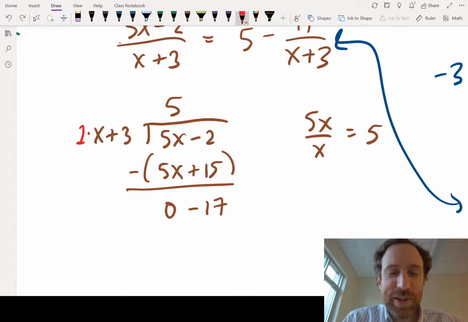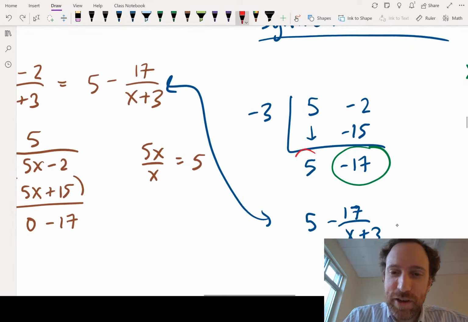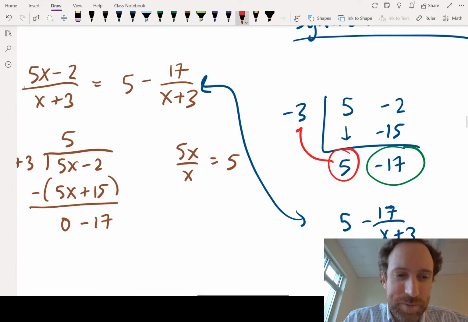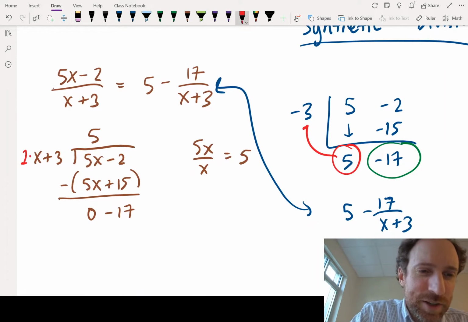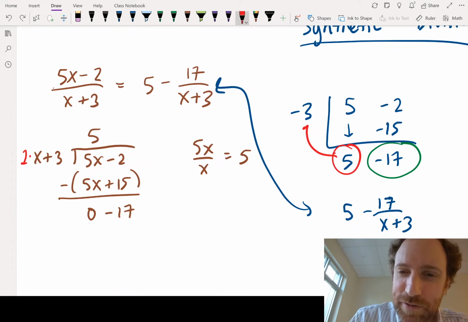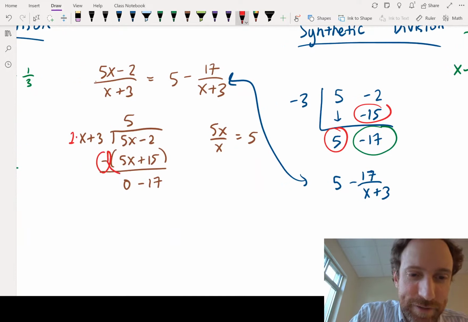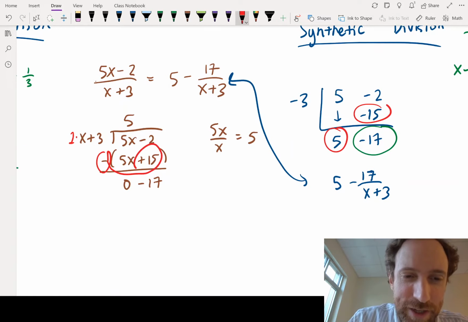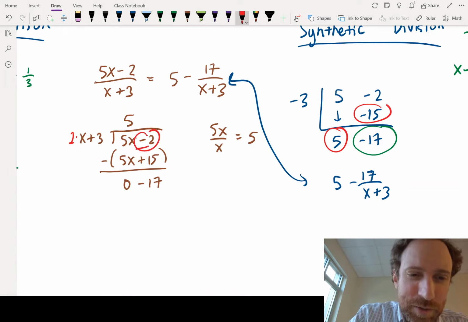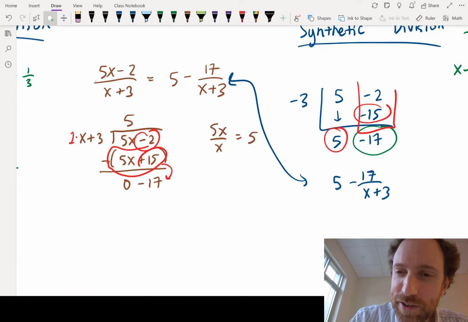So instead, what we did with synthetic division is we did 5 times negative 3. So instead of doing 5 times positive 3 and subtracting, we're doing 5 times negative 3, which is negative 15, and then adding. This negative 15 here is the same thing as this negative 15 here. So when you do negative 2 minus 15 and get negative 17, that's what we're doing in our last column here.